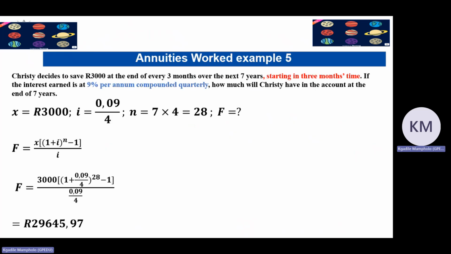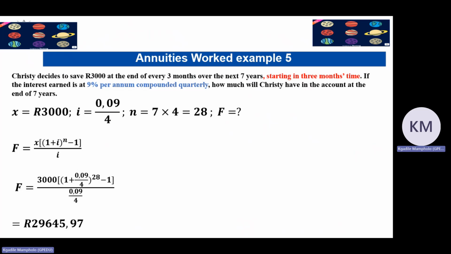Now, in this case, X obviously will be our fixed payment. Then you can convert percentage to I. Say 9 divided by 100 is 0.09, divided by 4 because it's compounded quarterly. Then you convert your time. You say N will be 7 times 4, which is 28. But in this case, since Christie started in 3 months' time, she didn't miss any quarter. It means in the first quarter, which is 3 months, she paid once, then she paid every quarter. That is why it will stay 28.